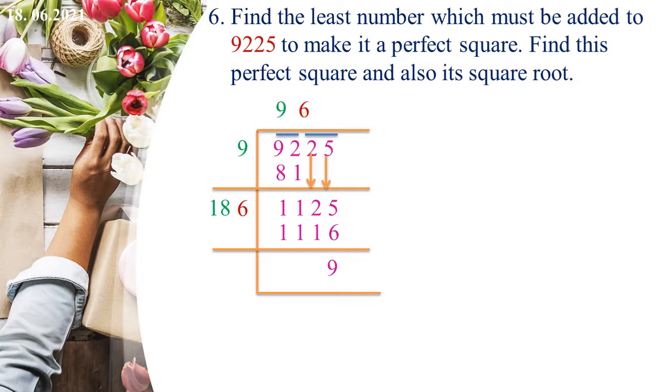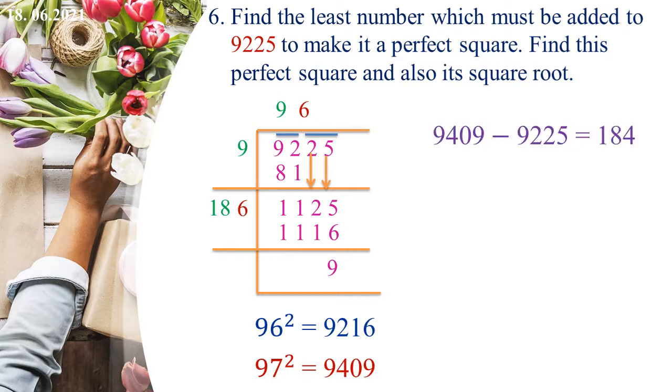This shows clearly that 9225 is greater than 96 square and less than 97 square. That is, 96 square equals 9216, and 97 square equals 9409. Therefore, we have to add the least number such that the result is the square of 97.